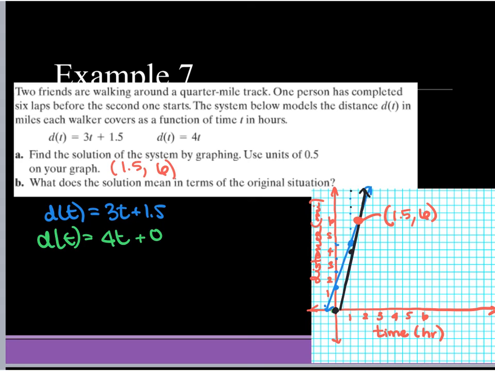Then for part B, it says, what does the solution mean in terms of the original situation? So ultimately, our t, or our time, equals 1.5 hours, and our y value, or d of t, is going to equal 6. Now this is really our y value, which is distance, so this really equals 6 miles. So what this means is after an hour and a half, both friends have walked 6 miles.